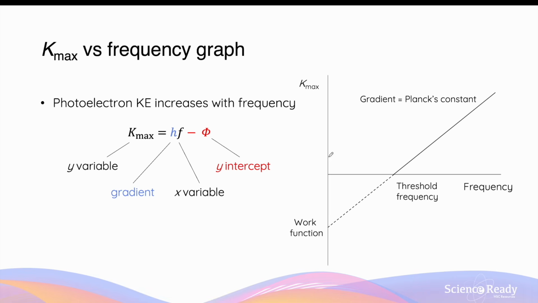The line of best fit that's been drawn can be modeled using the equation because Kmax is the y variable, and frequency is the x variable. This means if we extend the line and extrapolate it towards the y-intercept, the y-intercept will be the value for the work function of the metal. The value in front of the x variable is the gradient of the straight line, which means the gradient of the straight line is always equal to Planck's constant.